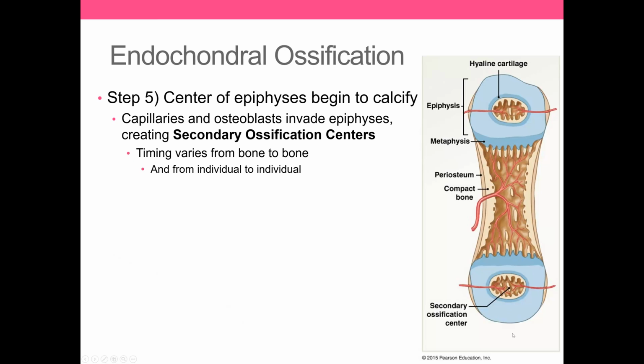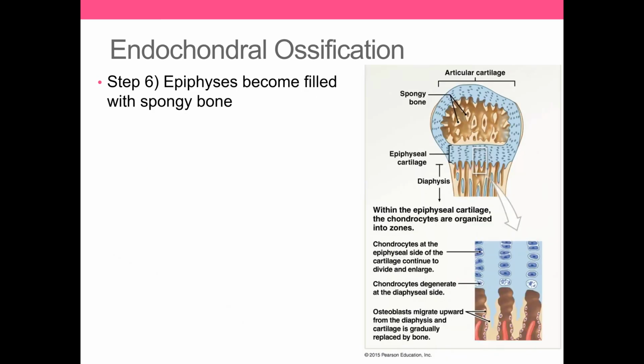So these are secondary ossification centers. The timing can vary from bone to bone, so these may start earlier or later depending on the bone, and also from one individual to another. And then step 6, so the epiphyses, those osteoblasts are going to work making bone, so now our epiphyses are going to get filled up with spongy bone. The cap of the original cartilage, right? So remember, this all used to be cartilage. So the outer part of the cartilage gets squeezed up, and that's going to become what we call our articular cartilage, which is the cartilage that covers the ends of bones at joints. So that's not going to go away.